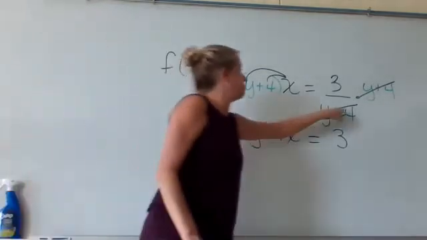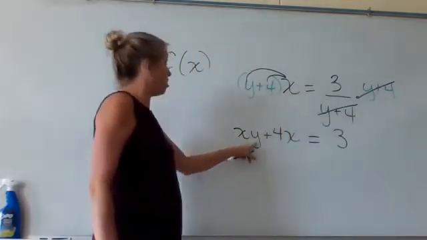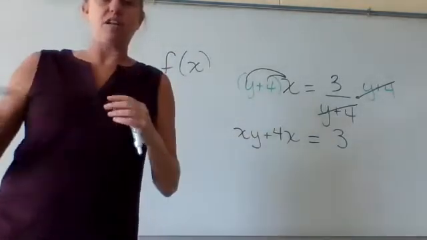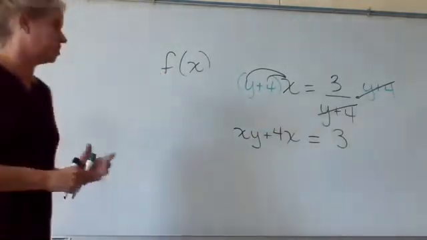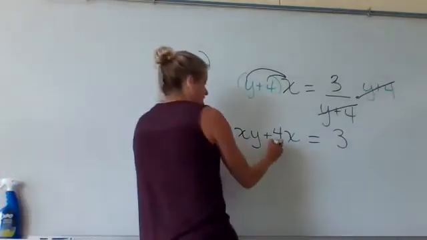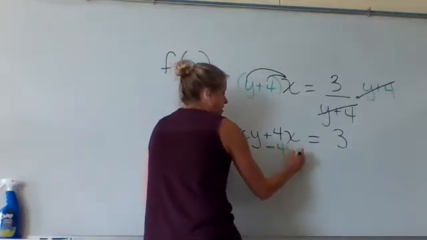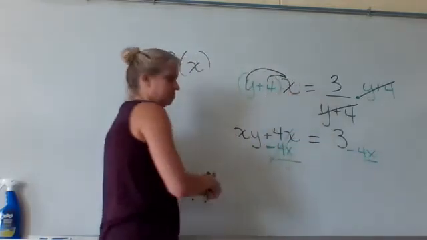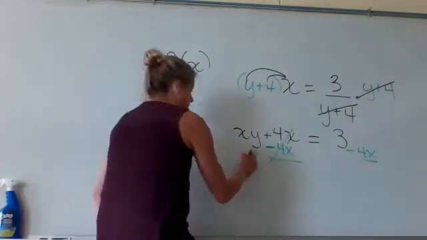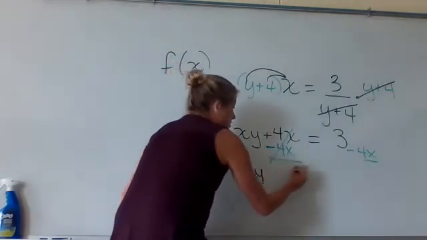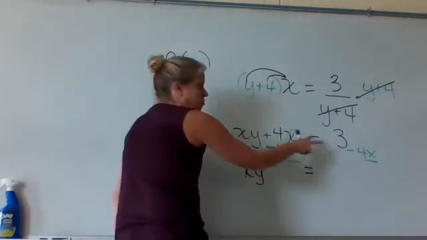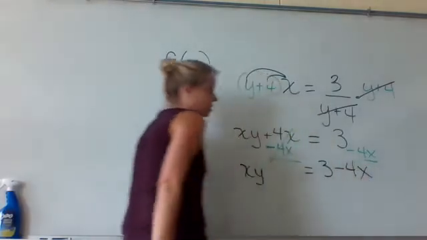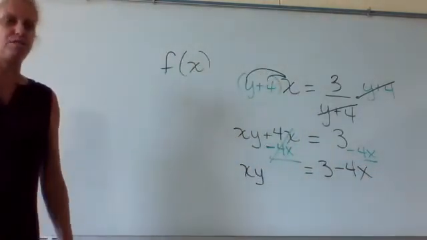So when you multiply both sides by that y plus 4, it puts your y up on the top, so that now you can isolate it. The first thing I want to do to get y by itself is to get rid of plus 4x with minus 4x. So now I still have xy over here, equals, those terms are not like terms, so I can't put them together. So I'll just put them as two separate terms over there: 3 minus 4x.